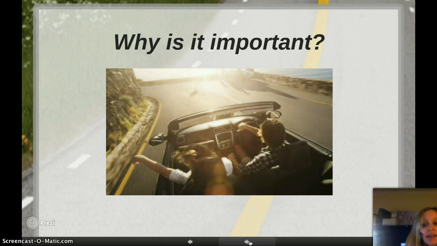So why is mobility important? Community mobility is an important part of independence and a person's identity, and most people value its spontaneity.